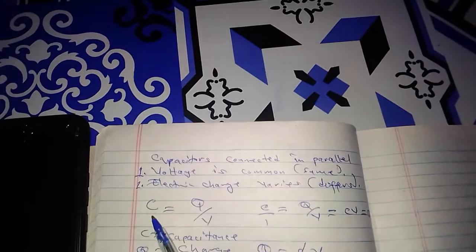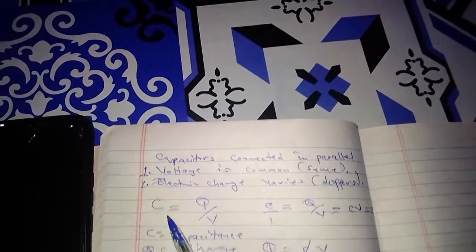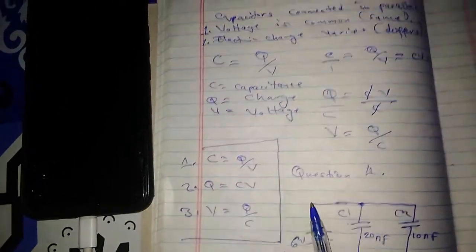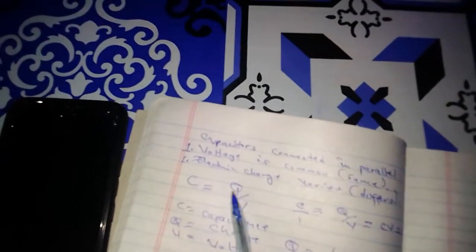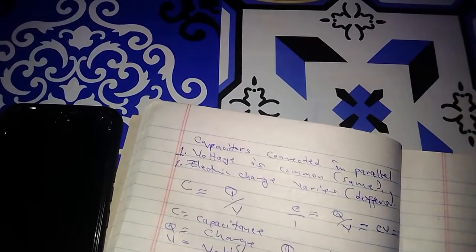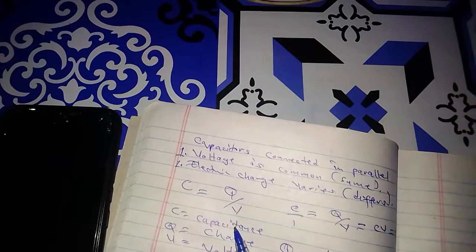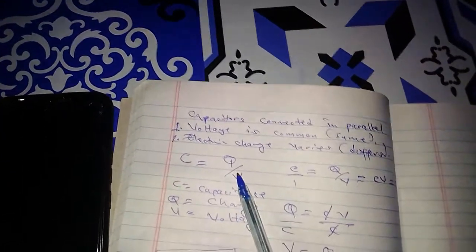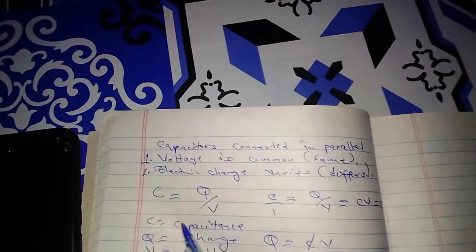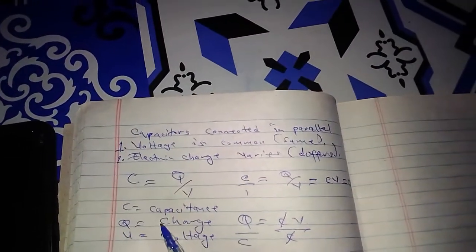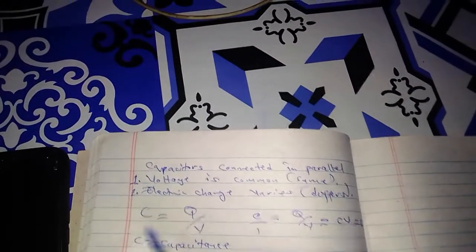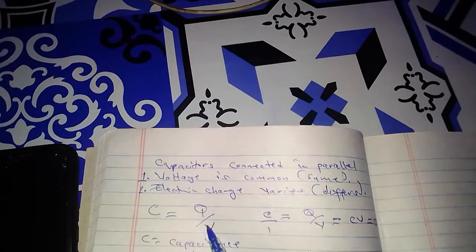Before that, we have to consider these formulas. Everything that we'll be doing, we'll be using these three formulas to guide ourselves. So Q is charge, V is voltage, and C is capacitance. That is, C is equal to Q over V, whereby C is capacitance, Q is charge, and V is voltage. Capacitance is equal to electric charge over voltage.